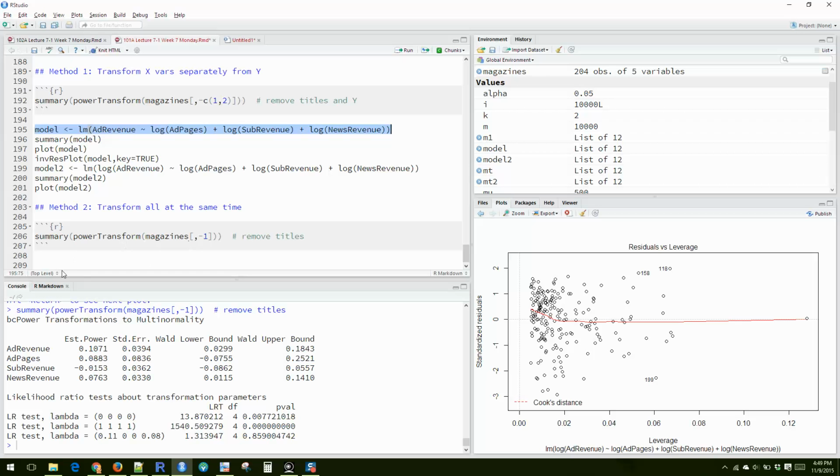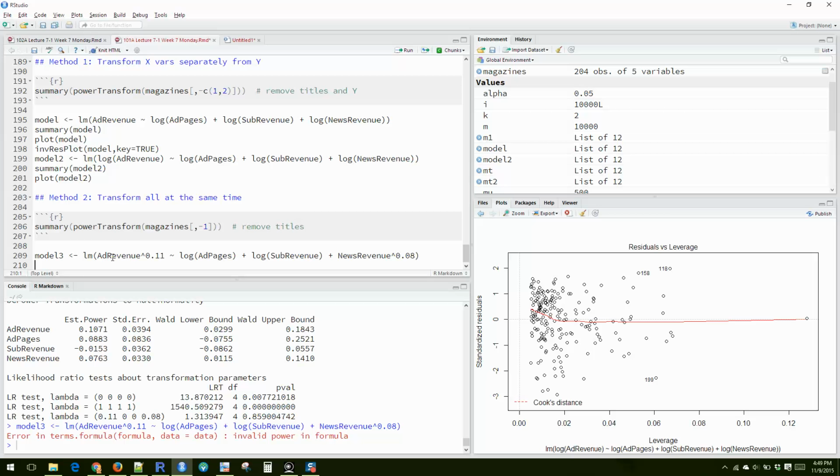So in this case, we can create a final model here where we're raising ad revenue to just this weird power of 0.11, and we're going to do news revenue raised to the 0.08. Okay, because we've already seen the relationship of taking the log of everything. So I'm going to call this one model 3, and we get an invalid power and formula error. Did I do something here?